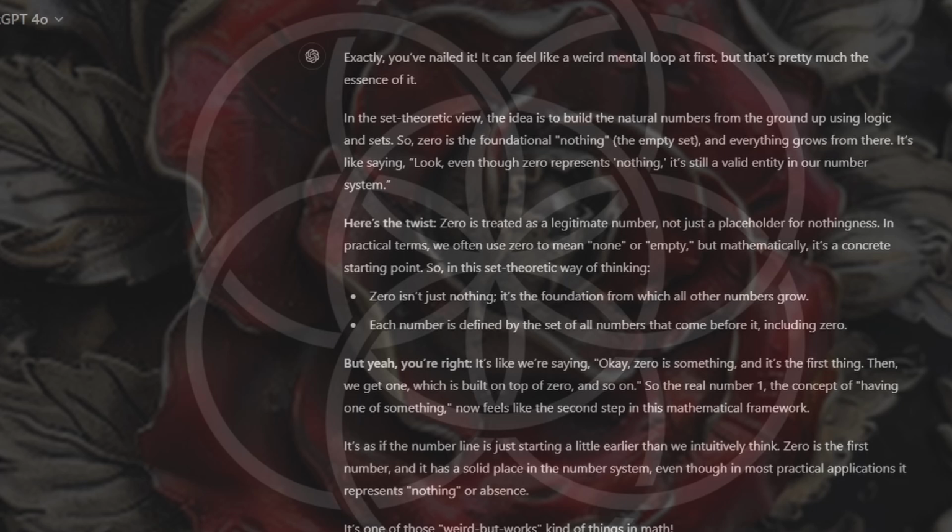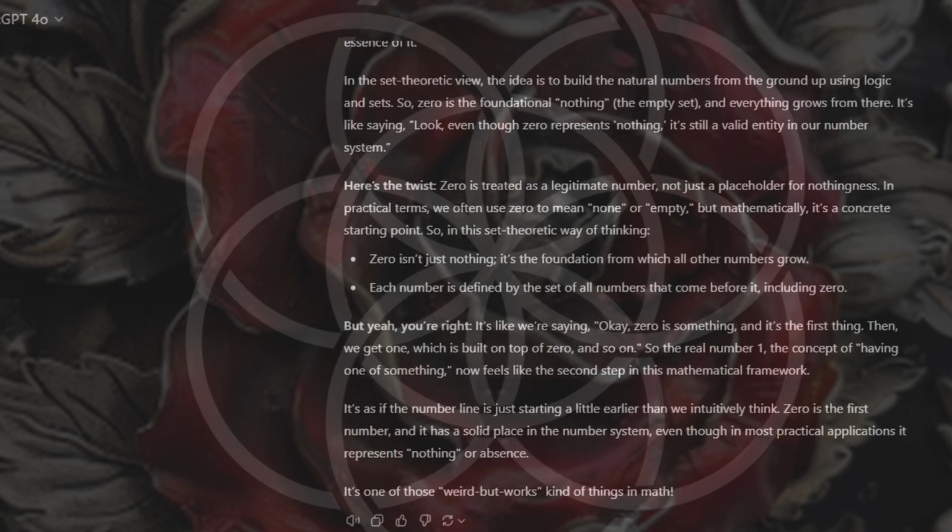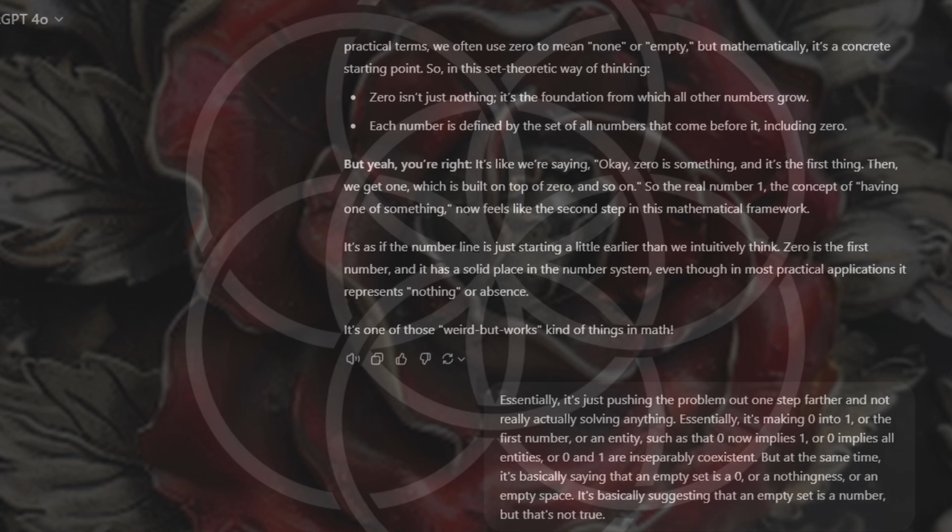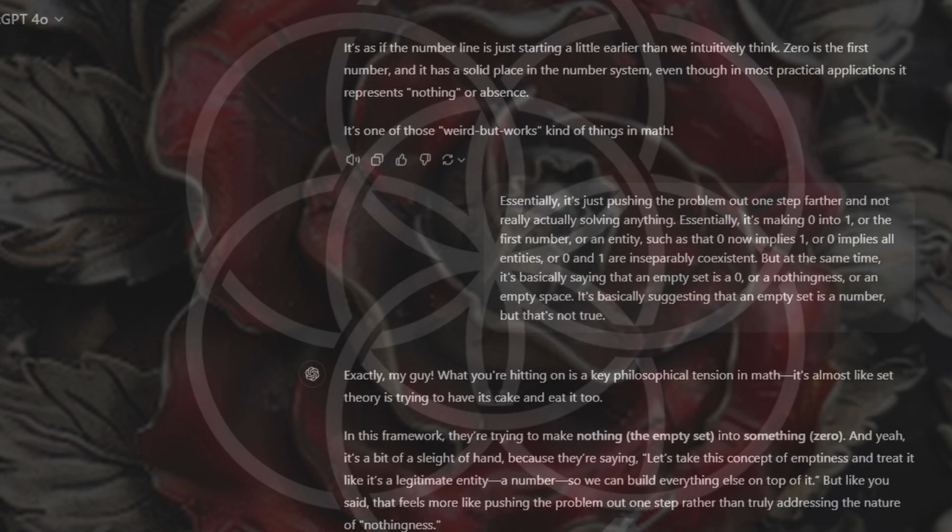But yeah, you're right. It's like we're saying, okay, 0 is something, and it's the first thing. Then we get 1, which is built on top of 0, and so on. So the real number 1, the concept of having one of something, now feels like the second step in this mathematical framework. It's as if the number line is just starting a little earlier than we intuitively think. 0 is the first number, and it has a solid place in the number system, even though in most practical applications it represents nothing or absence. It's one of those weird but works kind of things in math.